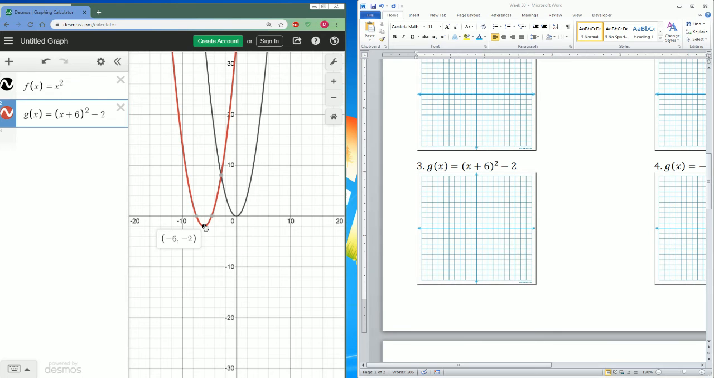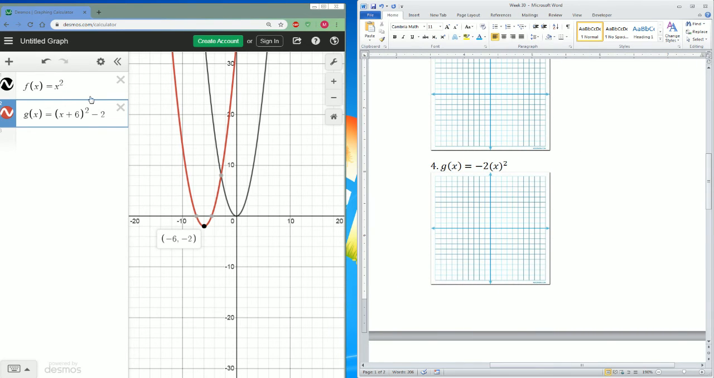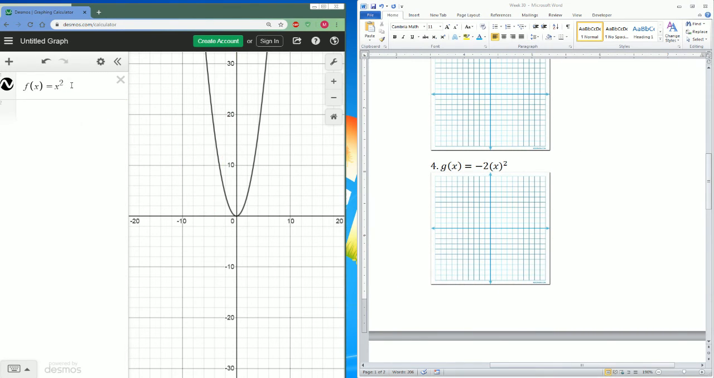Good. So just look at the new vertex. And then the next one, this one. We should see something like this. Nothing happens to the vertex, right? Nothing happened to the vertex. It only changes to g. So watch what happens. G of x is equal to negative 2 x squared. Do you see how it flips? Then it got narrower.